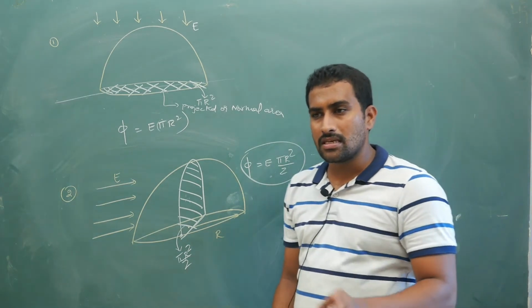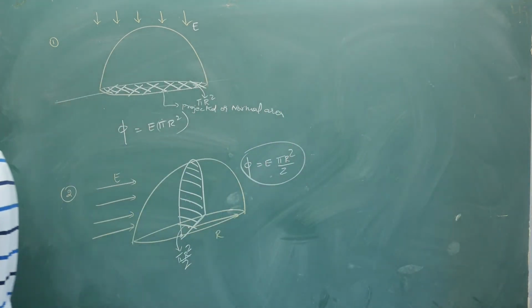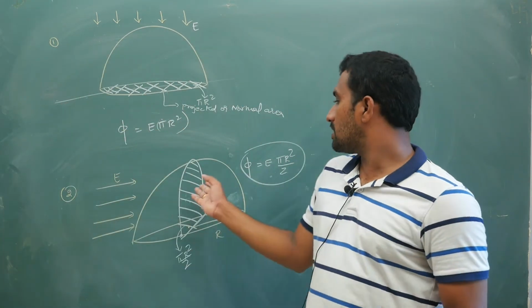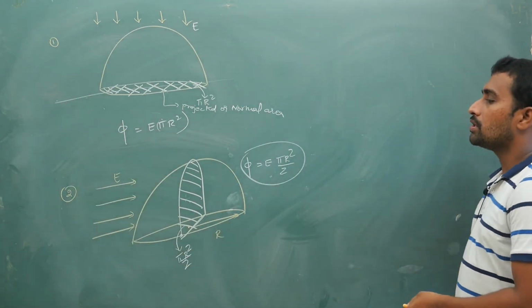Okay, imagine a fruit of that shape, and if you are cutting that fruit perpendicular to the field, inside the fruit you will have juice. So that juice coming out or oozing out, that region is your projected area. So in this case it is pi r square by 2.